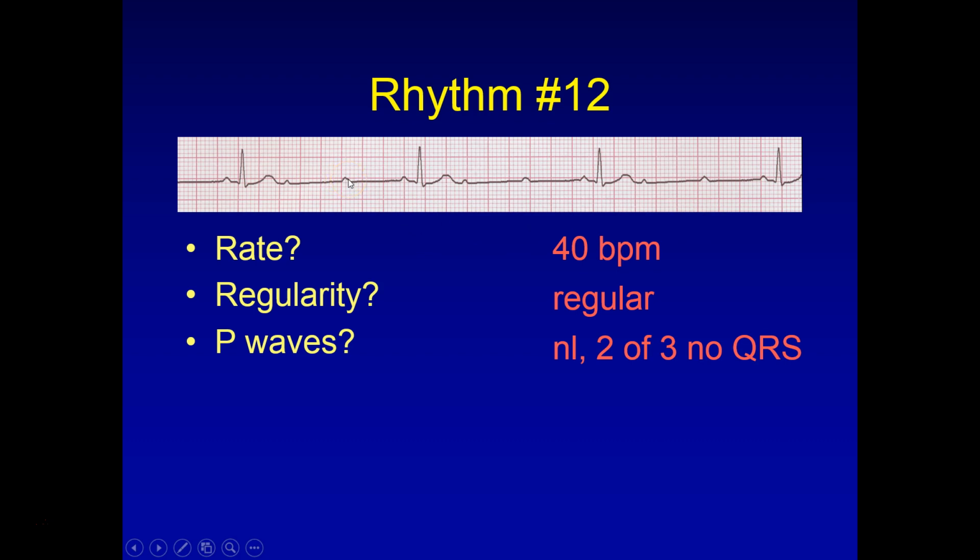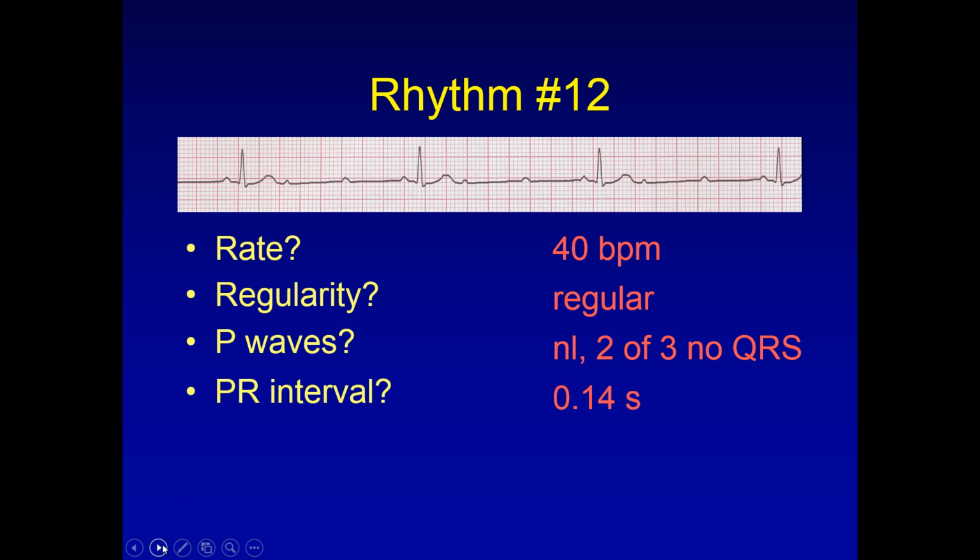And so that is how you tell the difference between second degree AV block type 1 and second degree AV block type 2. And this is more concerning. This is a high probability that it could lead to third degree AV block. So this is something that usually requires medical intervention.